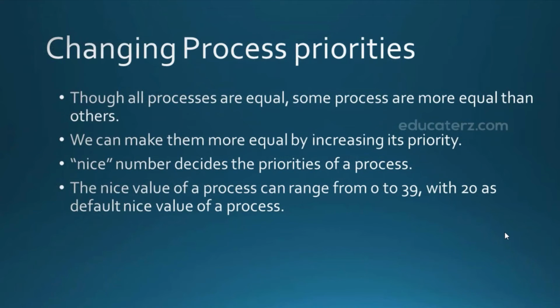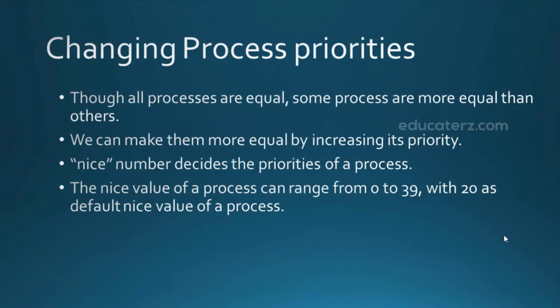Though all processes are equal, some processes are more equal than others. They can be made so by increasing their priority. The processes with higher priority will obviously get a time slot earlier and would be fired earlier, that is, they come into the CPU early and leave the CPU early. The priority of a process is decided by a number associated with it. This number is called the nice number. A higher nice number indicates a slower process.